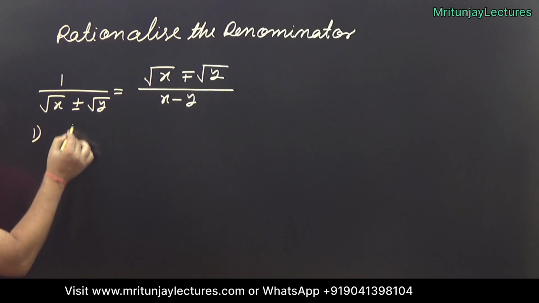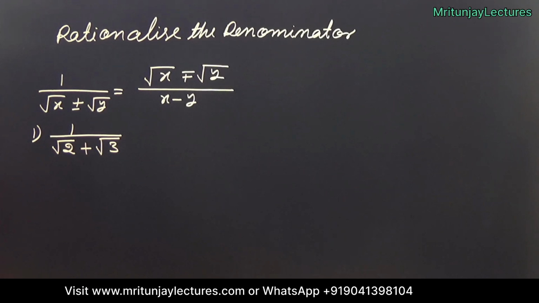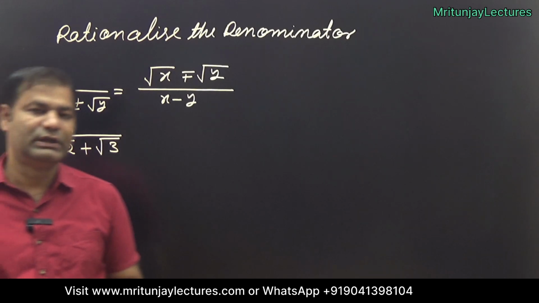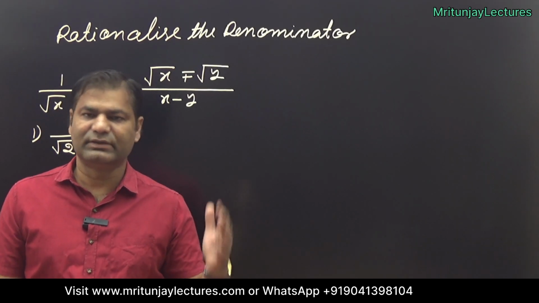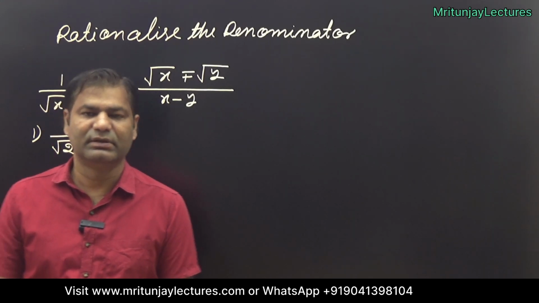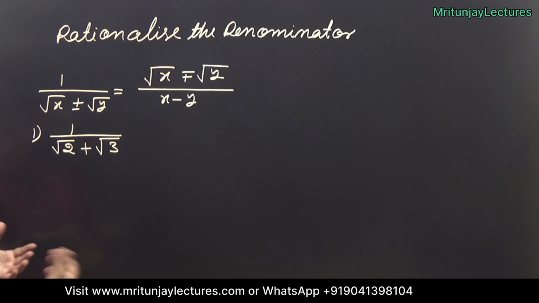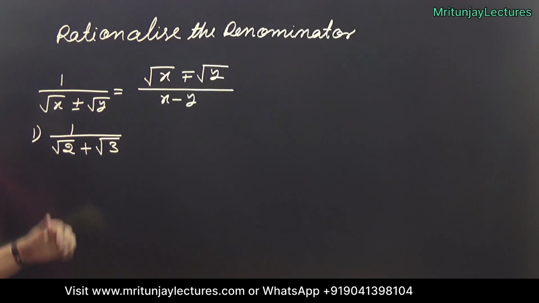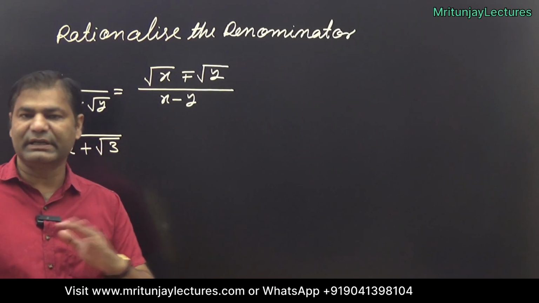How can we apply that formula? First question is 1 upon root 2 plus root 3, question number 1 of exercise 2.1. Exercise 2.1 was already discussed in the previous lecture with a lot of questions. Now we discuss exercise number 2, the practice based problems. Rationalize the denominator: 1 upon root 2 plus root 3.